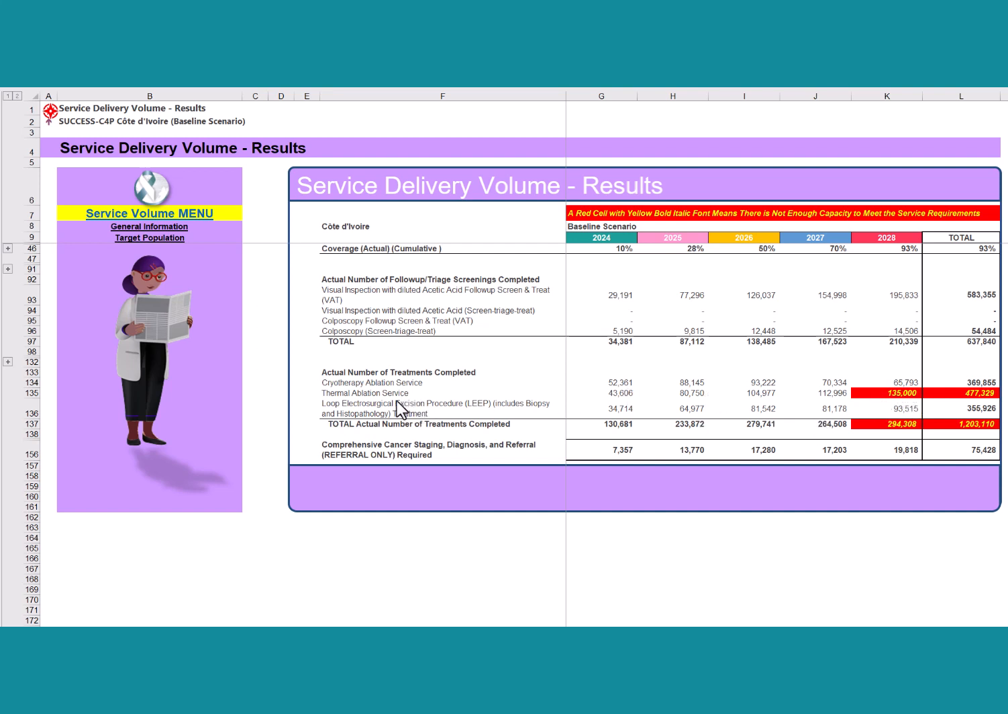And here we have LEAP, and you see we have enough there. So only here, again, you're going to see that there may be an issue. Also, it will provide you the number of comprehensive cancer staging, diagnosis, and referral required here. So it'll tell you that even though we aren't costing out the comprehensive cancer staging, diagnosis, and referral services, this will be useful for your wider services planning and costing.